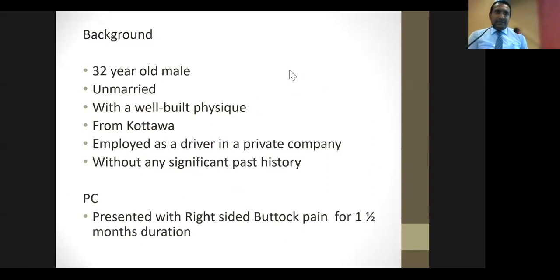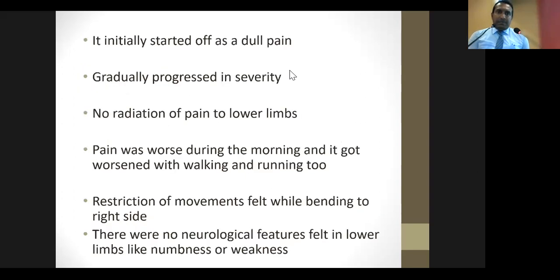So the patient concerned was a 32-year-old male, unmarried, with a well-built physique from Ottawa. He was employed as a driver in a private company without any significant past medical history. He presented to us with right-sided buttock pain lasting for more than 1.5 months. That pain started off as a dull pain and gradually progressed.